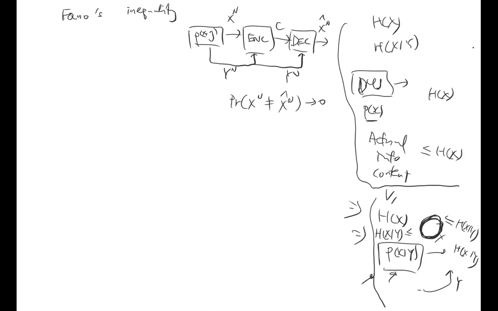So Fano basically introduced an inequality saying that if this is true, then I will have H(c given x^n and y^n)... wait, let's see, make sure.